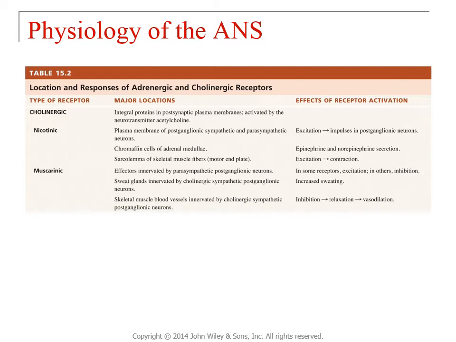Now, as far as muscarinic, these will be found in the parasympathetic postganglionic neurons for the effectors, will be inhibitory, in some cases excitatory. The sweat glands are innervated by cholinergic sympathetic postganglionic neurons. This will increase the production of the sweat glands. But as far as skeletal muscle goes, this is going to have more of an inhibitory effect or relaxation to increase vasodilation.